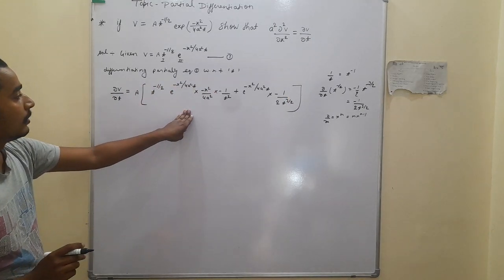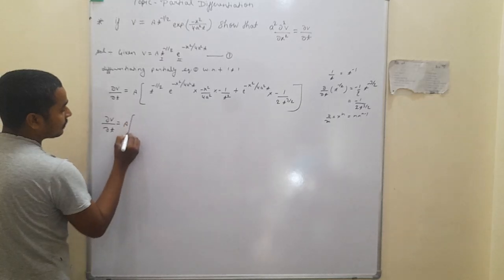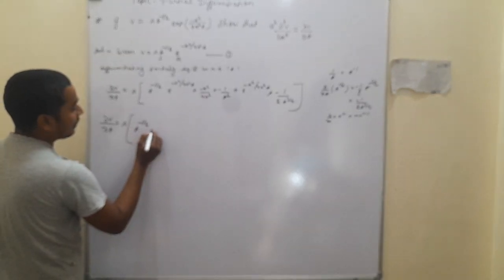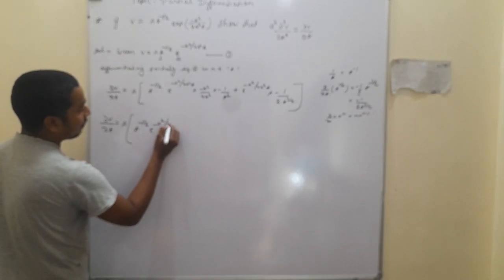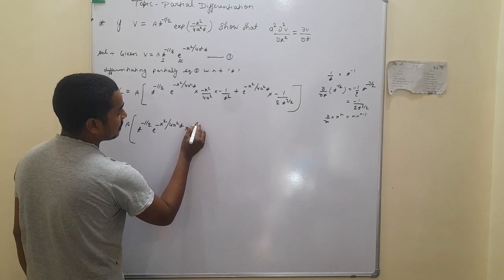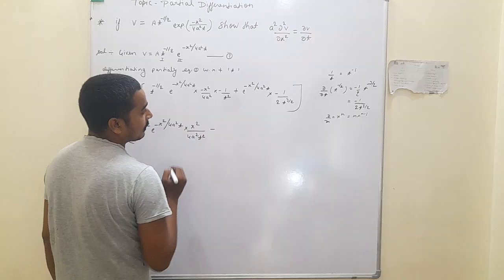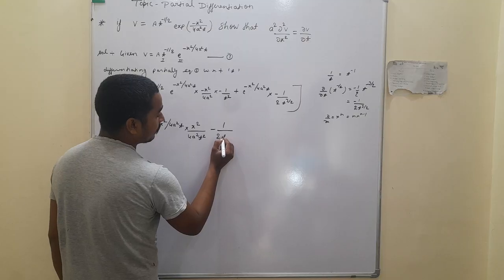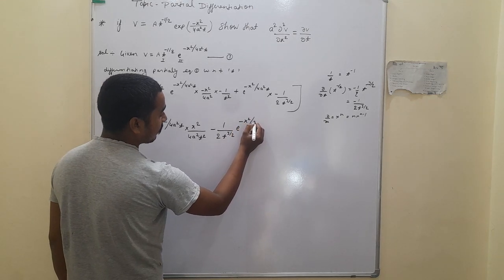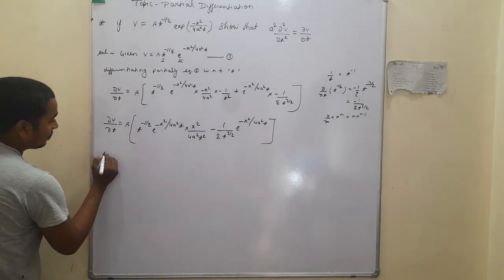And from here once again we write del v upon del t is equal to, a is taken outside here, t to the power of minus 1 by 2 and e to the power of minus x square upon 4a square into t, and here minus minus is plus, this gives into x square upon 4a square into t square, and here is minus, so we write here minus 1 upon 2 into 2t into t to the power of 3 by 2 into e to the power of minus x square upon 4a square into t, and from here we have to take common del v upon del t.